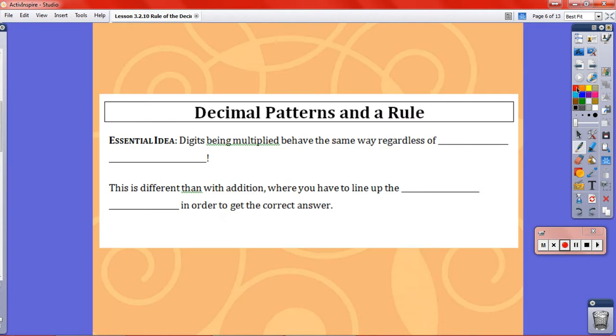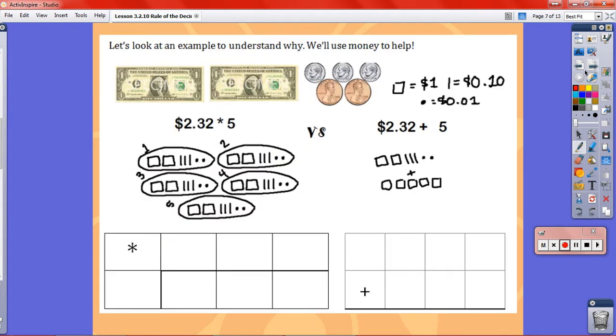So, the essential idea for this lesson, the concept that I really want students to walk away with, is that digits being multiplied behave the same way regardless of place value. This is different than with addition, where you have to line up the place values in order to get the correct answer. And we're going to see how that works on the next couple of slides.